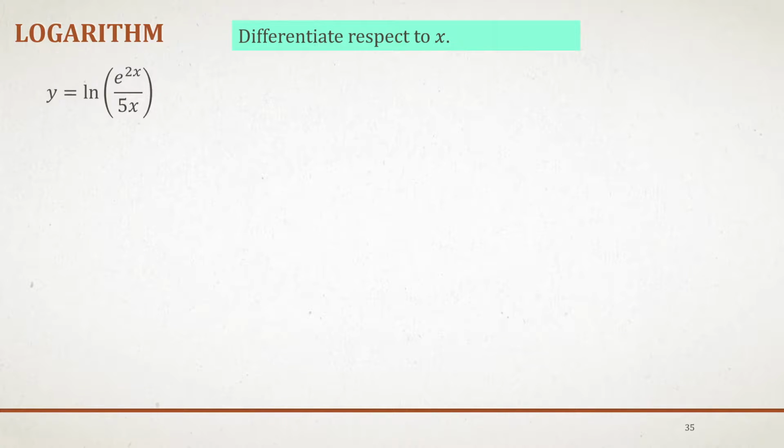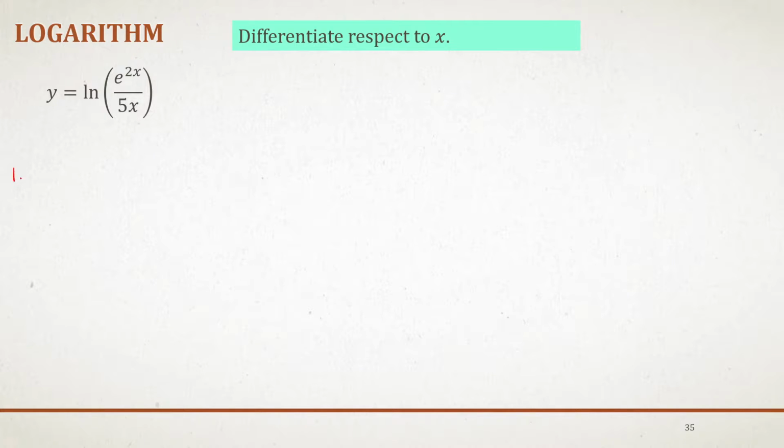Let us look at a special case, which is a function involving logarithm. Why is this one special? Because for logarithm we have some special rules, which are the rules of logarithm.